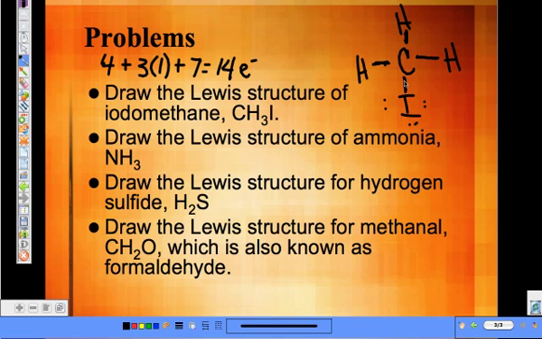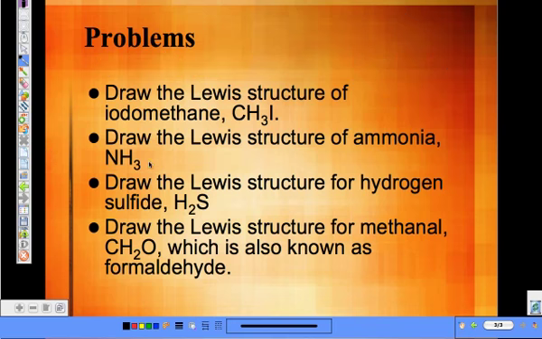Let's do one more. NH3. Nitrogen has how many valence electrons? 5, plus, we said hydrogen each have 1, so we have a total of 8. Which element should be in the center? Nitrogen, because hydrogen never will be in the center. So now we have 3 hydrogens around it.